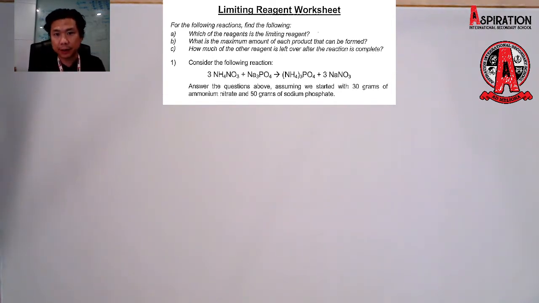So we have this question here. 3 moles of ammonium nitrate reacting with 1 mole of sodium phosphate to produce 1 mole of ammonium phosphate and 3 moles of sodium nitrate. So we are given 30 grams and 50 grams of each reactant respectively, and we are to find out based on mole calculation which is the limiting and which is the excess reactant. Now we're going to get started.